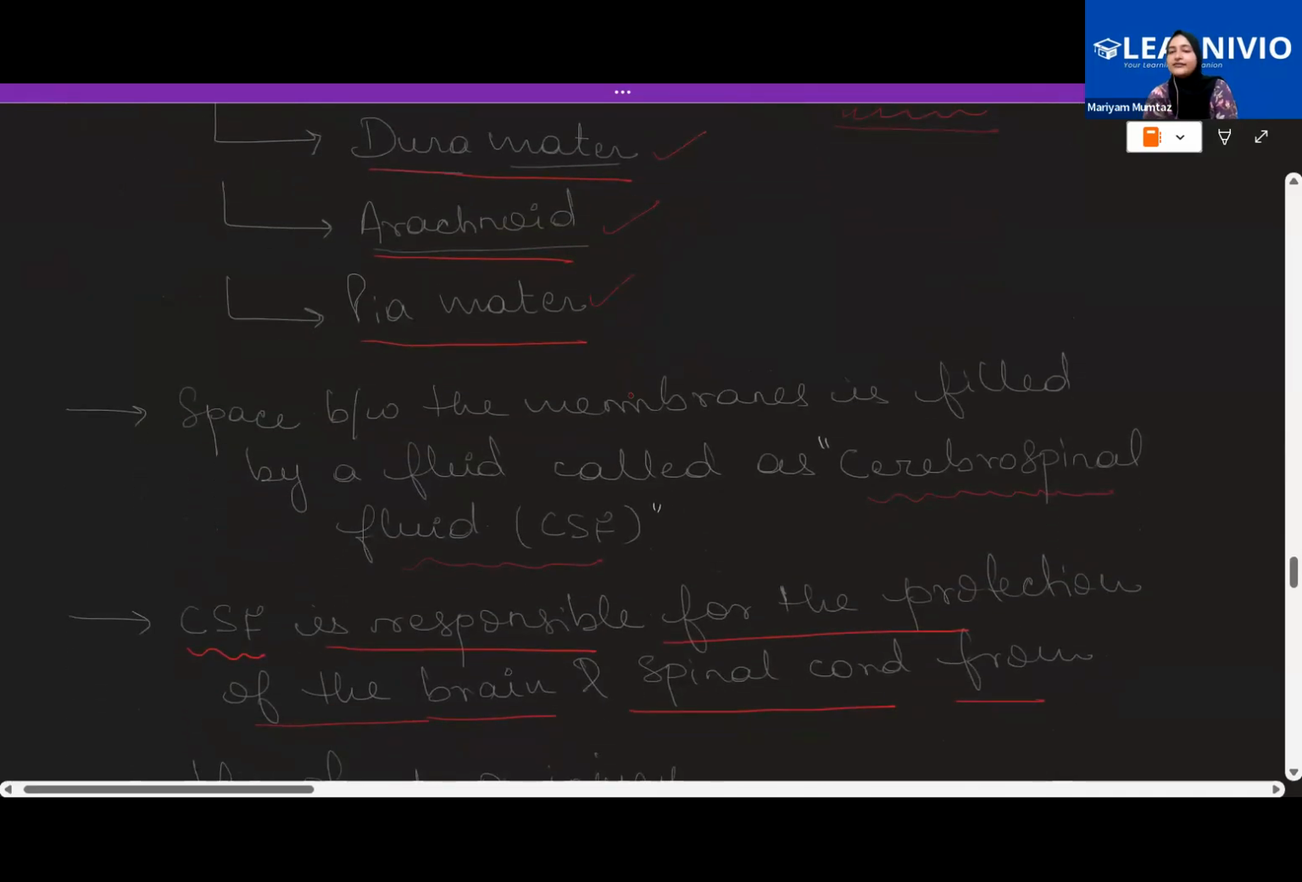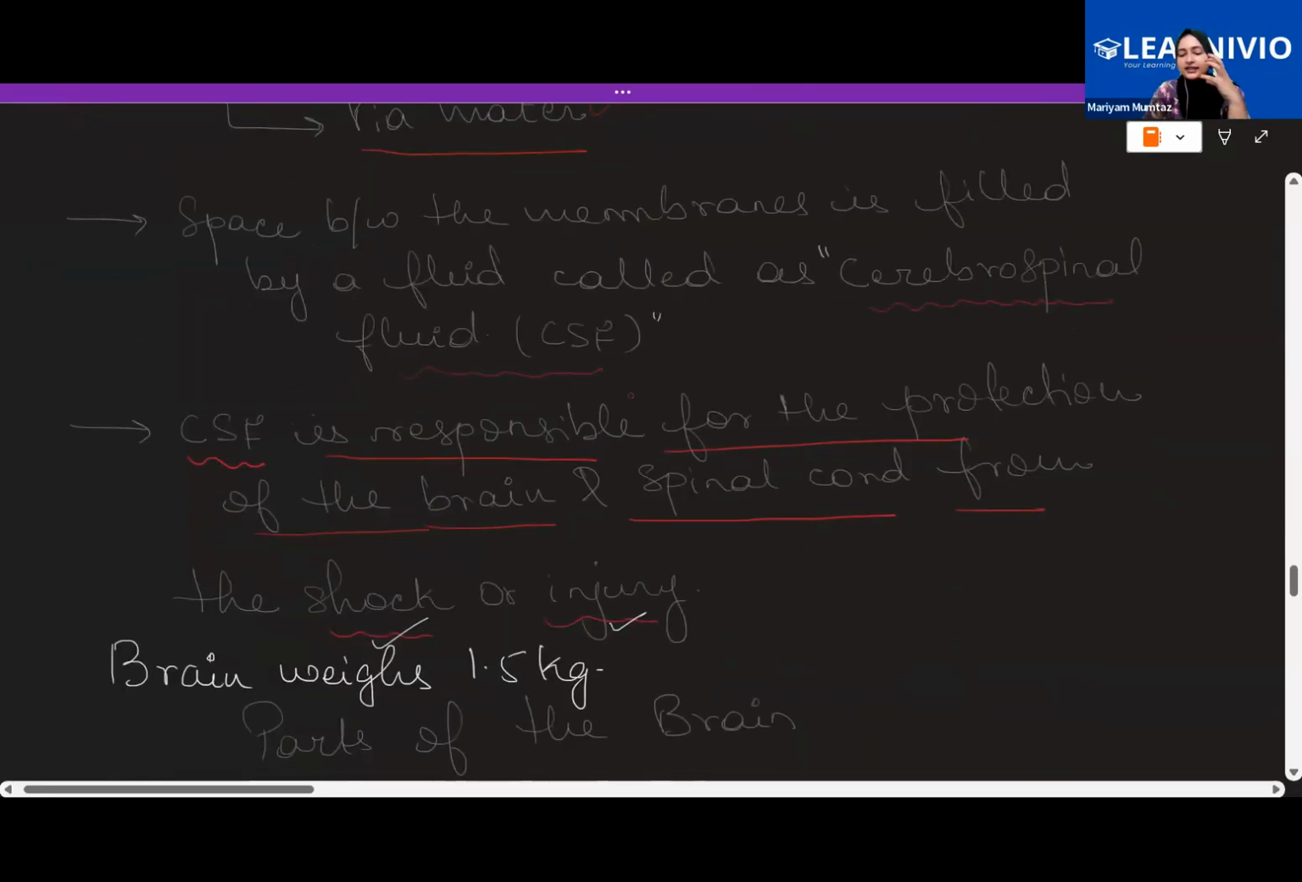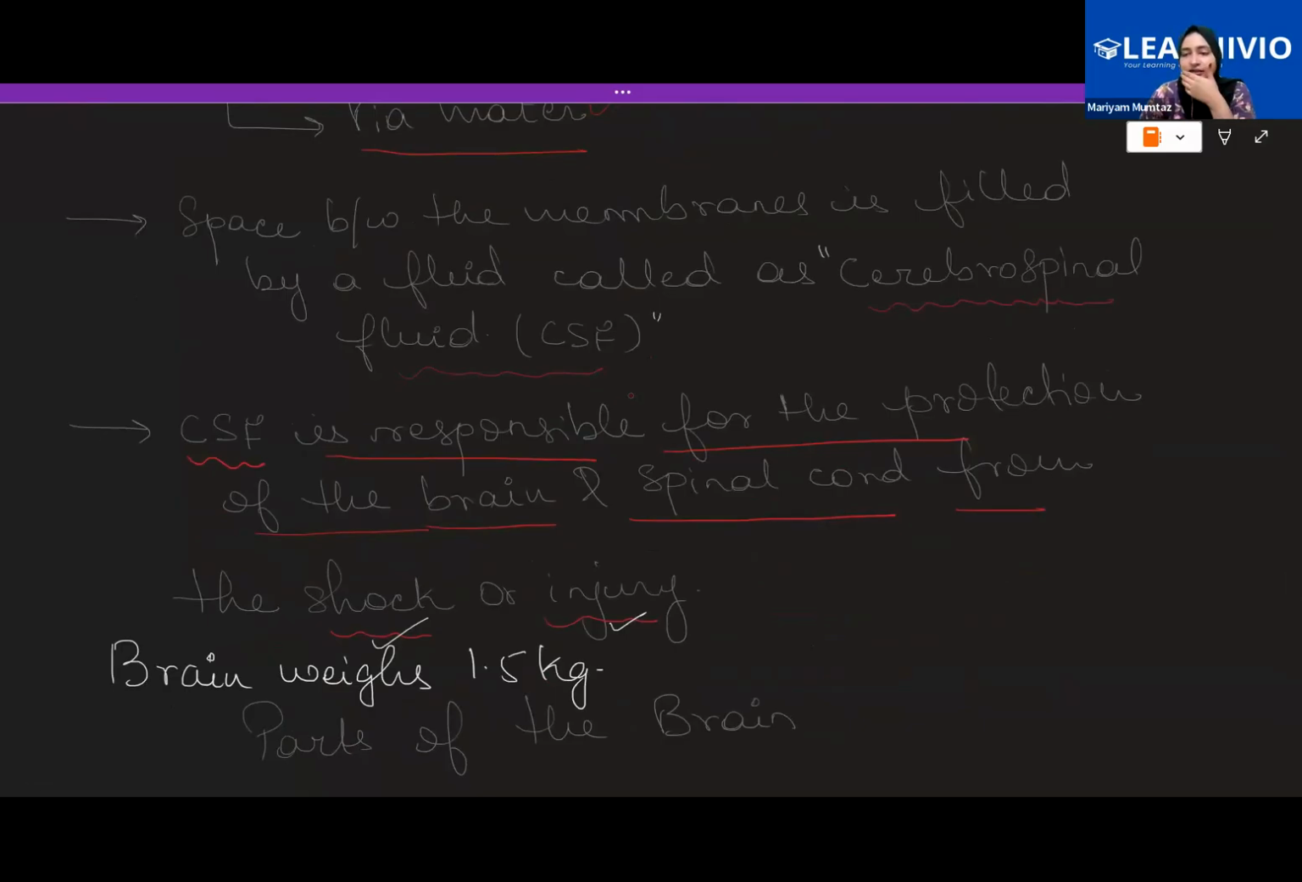So why is it there? Cerebrospinal fluid is responsible for protecting the brain against shock and injury. There are so many times that we hit our head on something, isn't it? Some sort of shock happens normally in day-to-day life also. Sometimes we hit our head. So why do we not get a serious brain disease because of that?